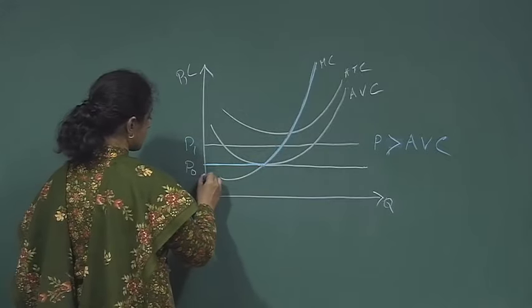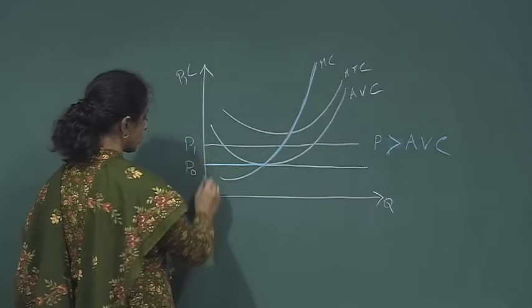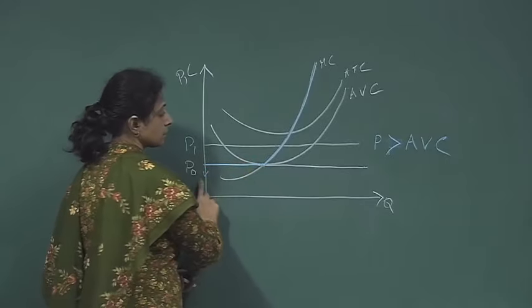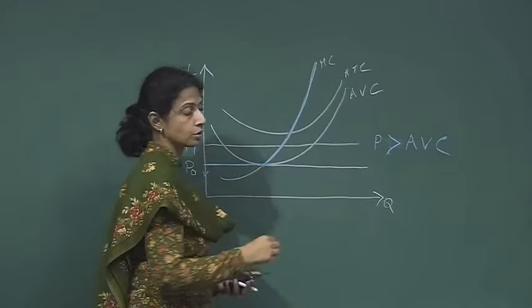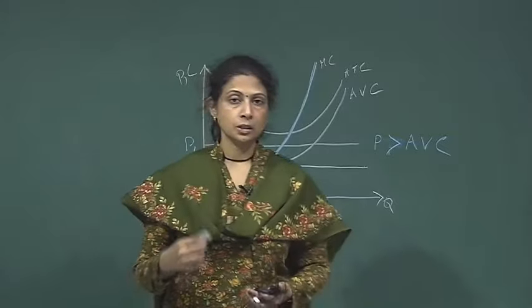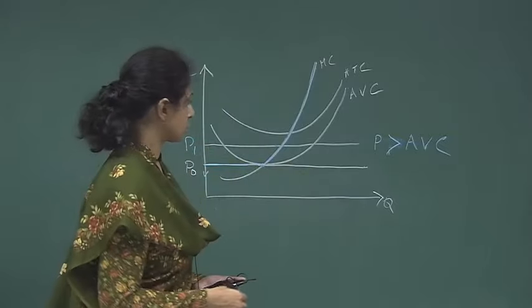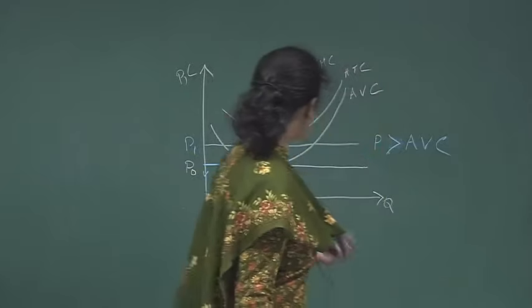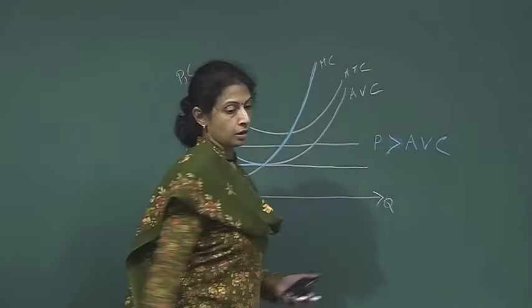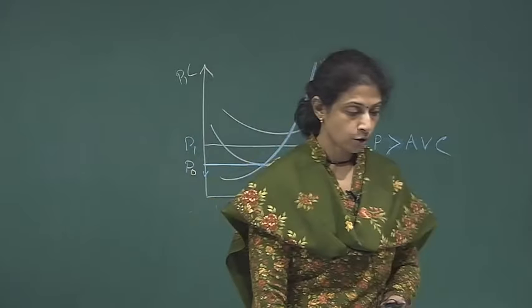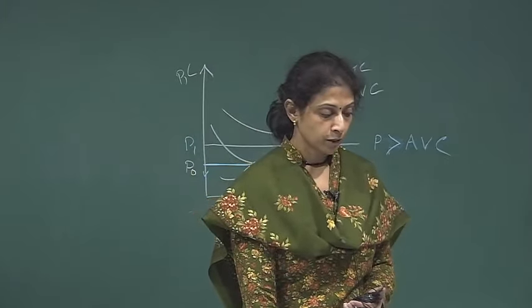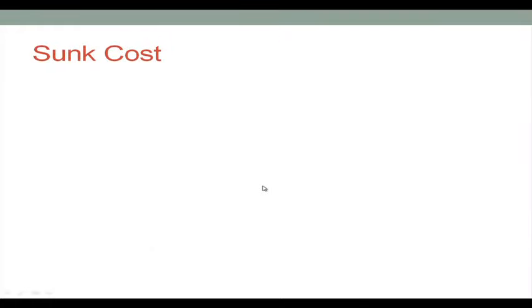But the firm is going to stop production below P0 because here these price levels will not be able to cover the minimum average variable cost curve. So this is the supply. The blue line is the short run supply curve of the perfectly competitive firm.